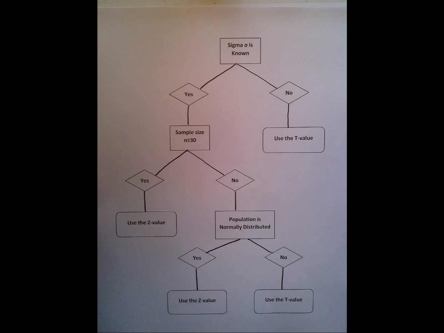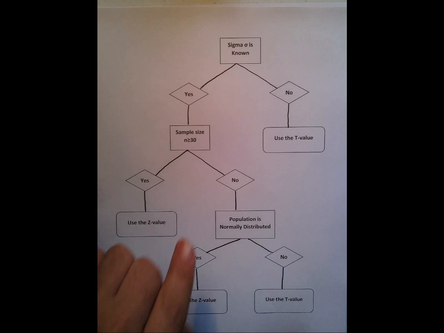Alright, this is 7-2, deciding between using a t interval or a z interval. Now, we're going to refer back to this flowchart when we do chapter 8, and we're deciding between doing a t-test hypothesis or a z-test hypothesis. Alright, the same idea, the same principle counts.